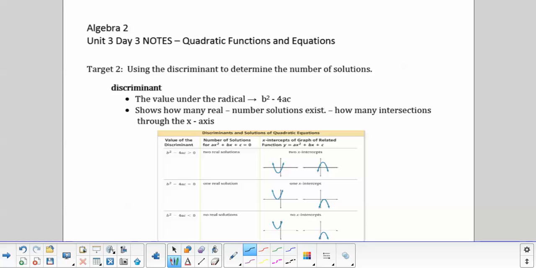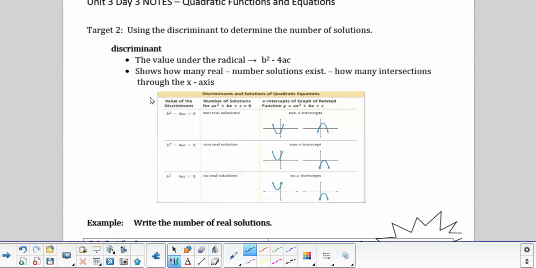Alright, on the next page we talk more about the discriminant. The discriminant is the part that's underneath the square root, so it's the b squared minus 4ac. And if the question only asks you how many solutions exist or what kind of solutions exist, you can use the discriminant as a shortcut. So if the discriminant is positive, if b squared minus 4ac is greater than 0, then you have two real solutions, because if you do the square root of a positive number, you get a real number.